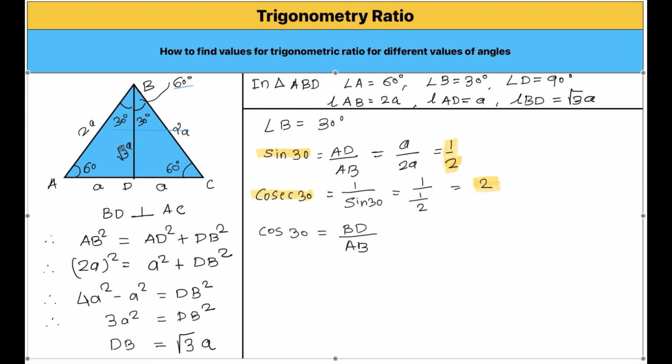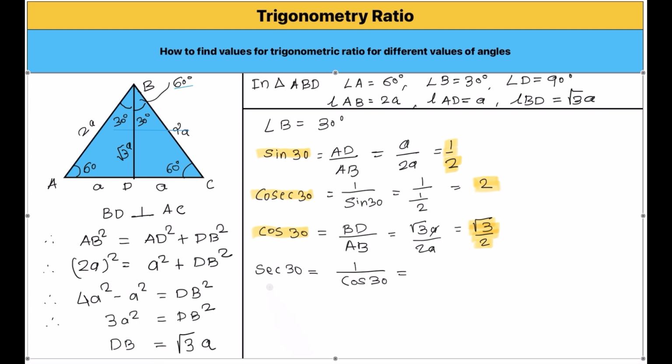Cos 30. Cos 30 is adjacent side upon hypotenuse. Adjacent side of 30 degree is BD. Hypotenuse is AB. So BD upon AB. BD length is square root 3A. AB is 2A, replacing, square root 3A upon 2A. Simplifying, we get square root 3 upon 2. So cos 30 is square root 3 upon 2.